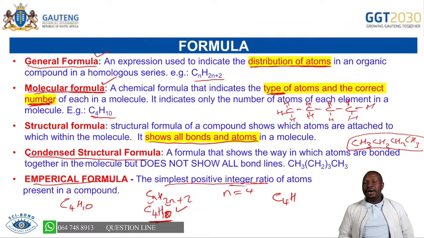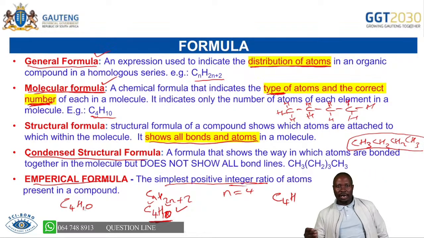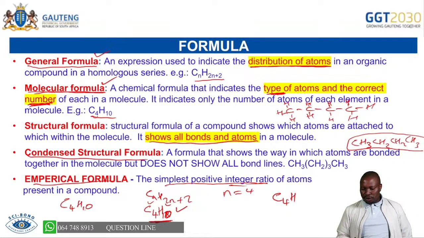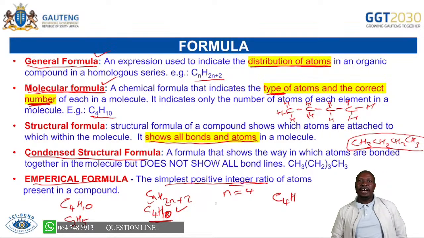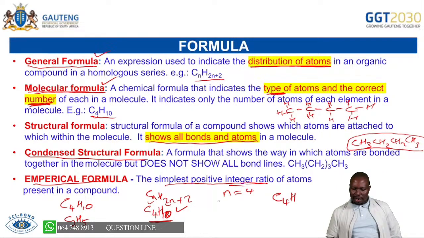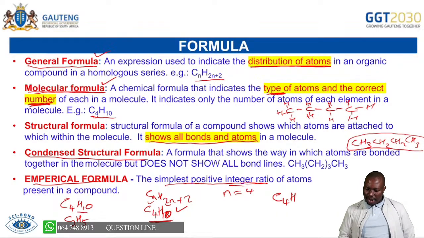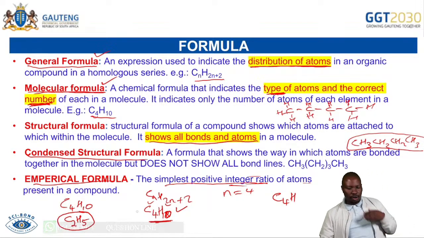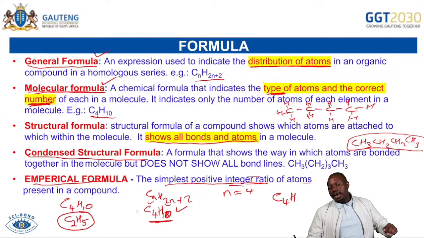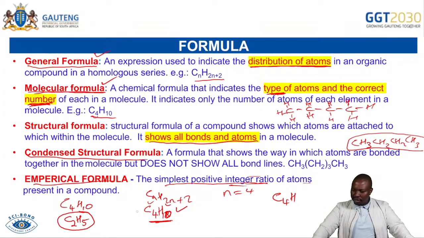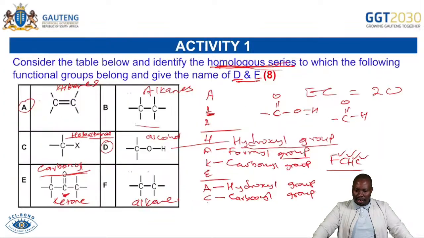But if you divide 10 by 4, you will get 2,5. We don't want those decimals. Hence, when you say the empirical formula of this, you'll say it is C2H5, because you can't divide any further here. Otherwise, you'll get those 2,5 and all that, which you don't need. So the empirical formula of the structure, which is the simplest positive integer ratio of atoms, will be C2H5. So those are the 5 formulas that you are expected to know when you are dealing with this topic of organic molecules.